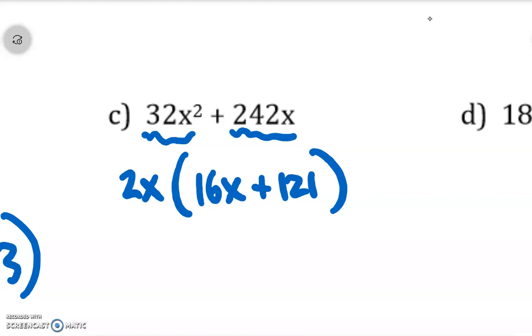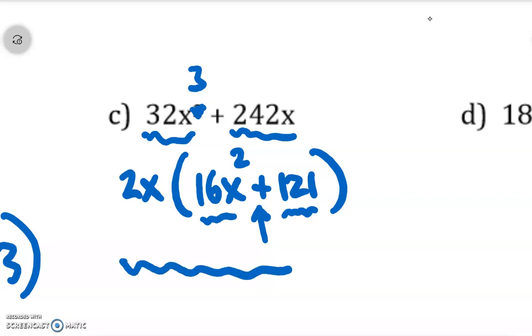I'm pretty sure this worksheet is supposed to mean if it's cubed. Well, if it is cubed, that makes that squared. This is a perfect square, and this is a perfect square. However, this is a sum, so it's not factorable. Therefore, that is our final simplified answer.